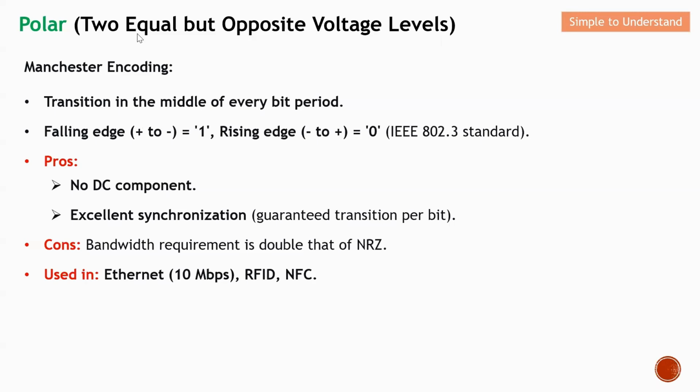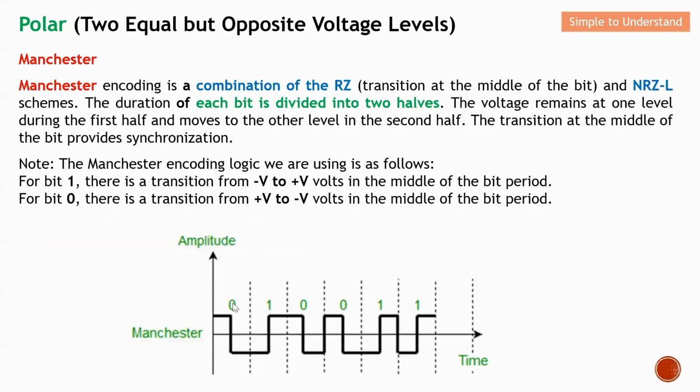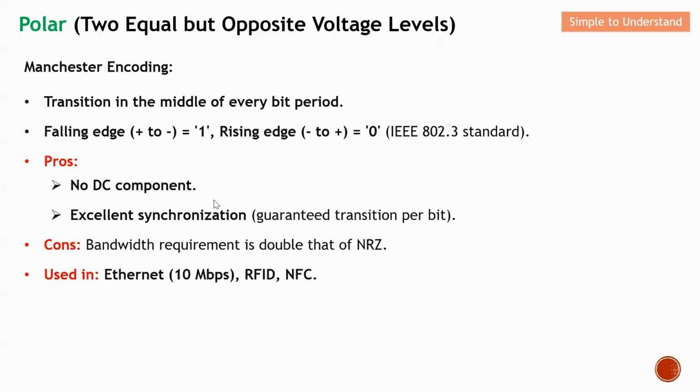Let's continue on polar, which has two equal but opposite voltage levels. So let's focus on Manchester. Basically, there is a transition in the middle of every bit period. So what does this mean? From this diagram here, you can see that at the middle, there is always a transition. So this is what I mean. There will be a transition in the middle of every bit period.